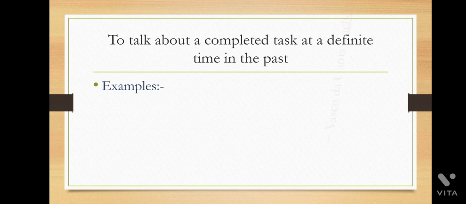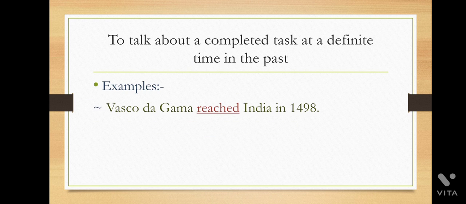For example, Vasco da Gama reached India. That is a simple past tense, but in 1498. So here we are showing that Vasco da Gama reached India, had arrived in India, in the year 1498, with a definite period of time by writing the exact year.